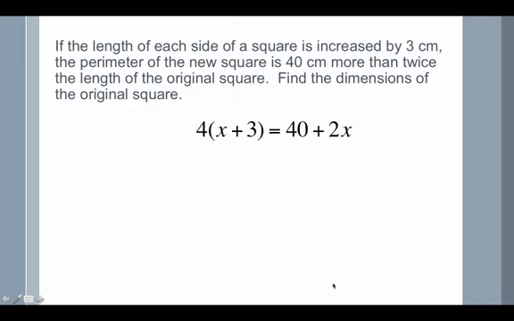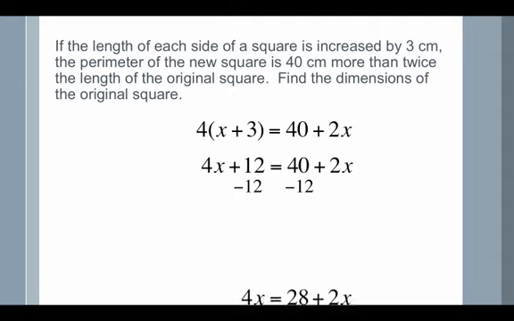Now I need to solve this equation. Once we get it in the equation, you guys will find these actually aren't too bad to solve. First step, distribute the 4, giving me 4x plus 12 equals 40 plus 2x. Now I want to get all my x terms on one side, all my numbers on the other. So I'm going to subtract 12 first. By subtracting 12, I get 4x equals 40 minus 12, or 28, plus my 2x.